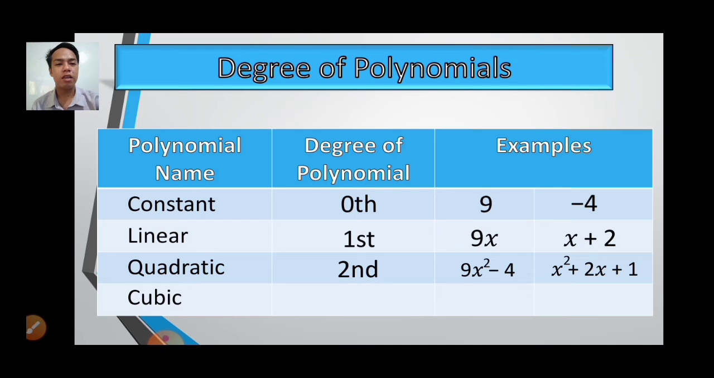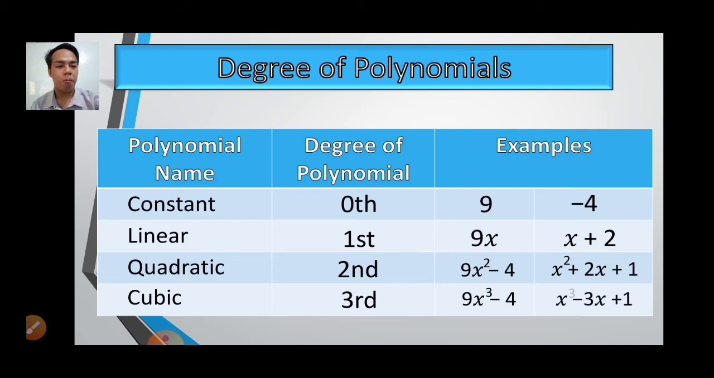Okay, fourth, the cubic. Cubic, of course, is in the third degree of polynomial. That is as simple as this. 9x cubed minus 4. The degree of polynomial is at third degree because the exponent is 3.